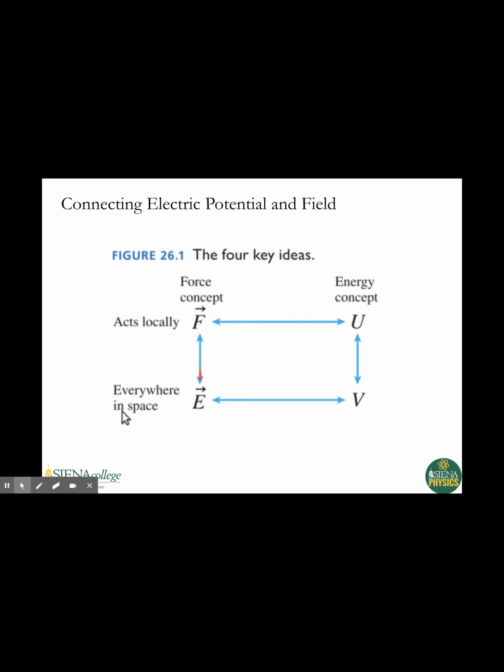So on the left side is our force concept. Notice the force and the electric field both are vectors. Whereas on the right side, the potential energy and the potential are energy concepts. Notice that the electric field, right, is everywhere in space. So if there is charge, there is an electric field. Just like if there is a mass, like the Earth has mass, therefore there is gravity. And there's also the electric potential. So if there is charge, there's going to be electric potential.